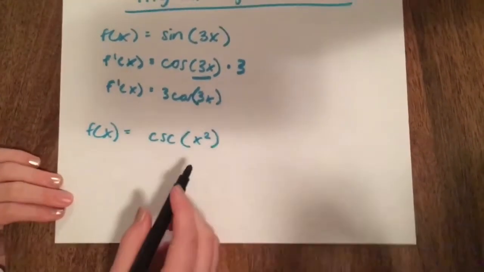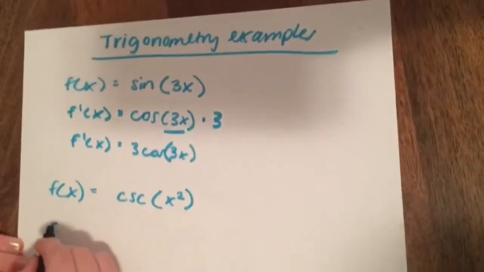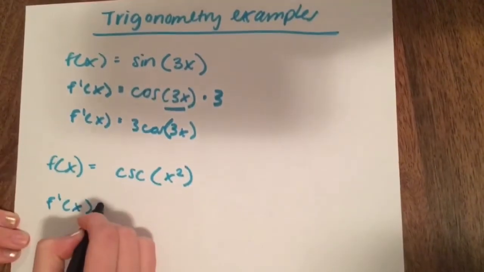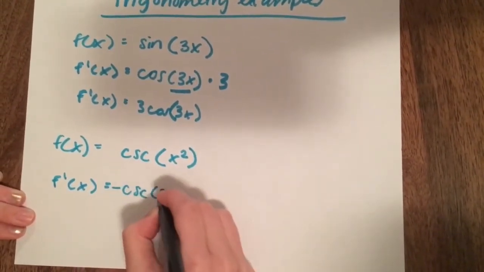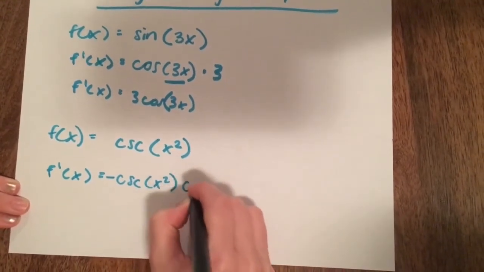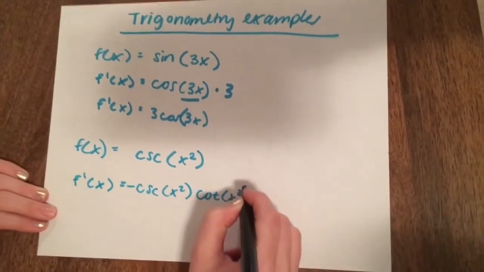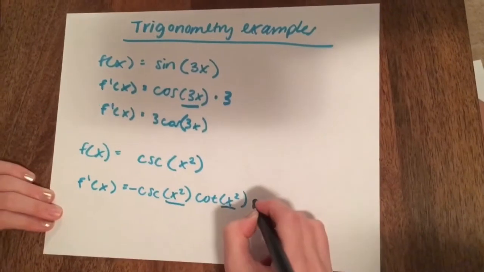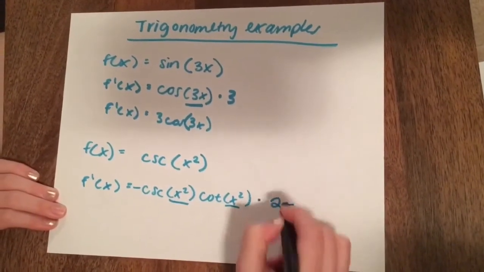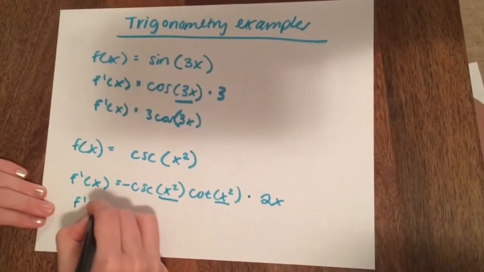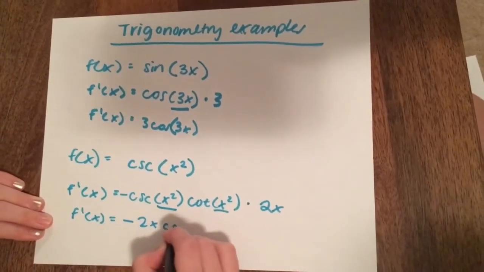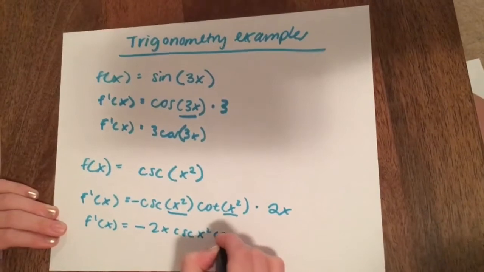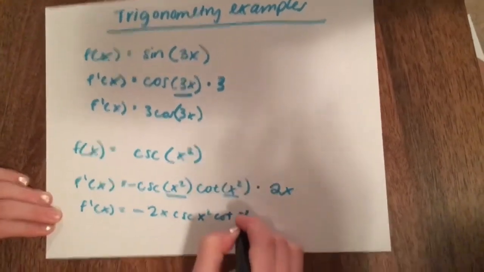Similarly, in this little more complicated example, we're going to take the derivative of cosecant, which is going to be negative cosecant x squared cotangent x squared. And then we're going to take the derivative of the inside, which is 2x. So our final answer is going to be negative 2x cosecant x squared cotangent x squared.